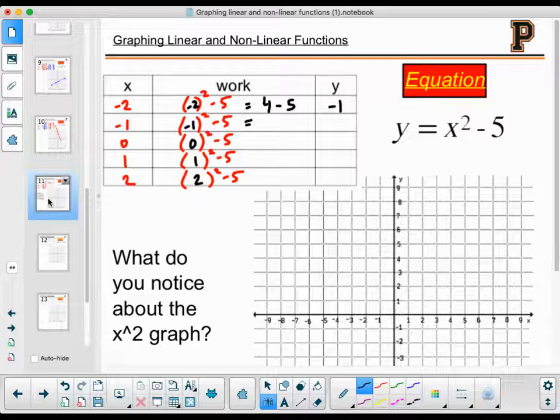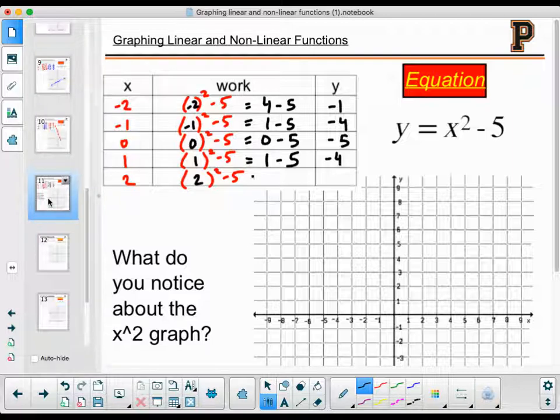-1 to the second power. -1 times -1 is 1, minus 5 gets me -4. 0 to the second is 0, minus 5 gets me -5. Now there's going to be kind of a fancy little thing that happens when we plug in 1. 1 to the second power is 1 minus 5. Notice how it's the exact same calculation as -1 to the second minus 5. Okay, not by accident. 2 to the second power is 4 minus 5, and you get -1 back as an output.